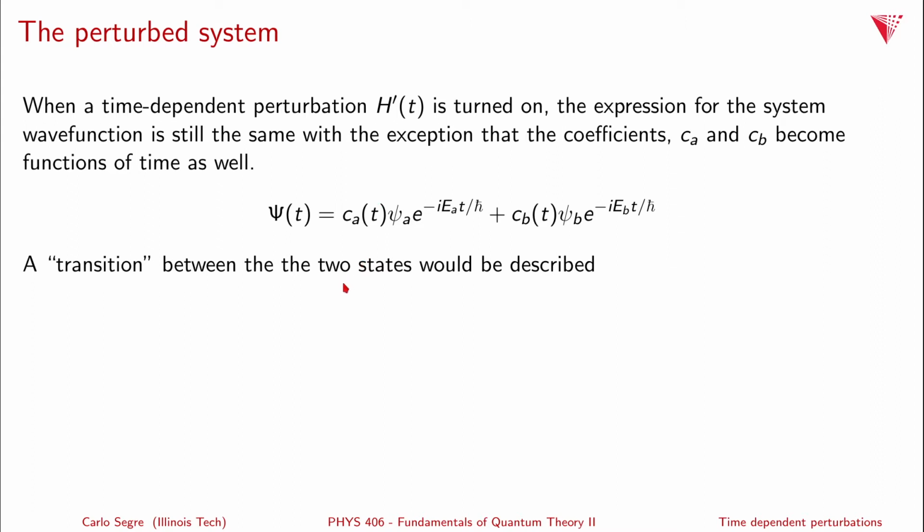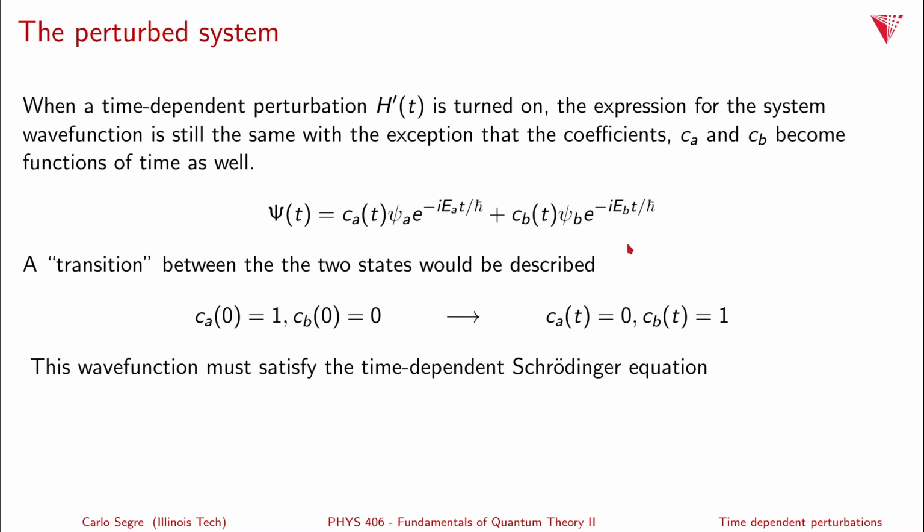If we want to describe a transition between state A and state B, we can write it like this. At initial time t equals 0, Ca is equal to 1, but Cb is equal to 0. At a later time t, Ca now is 0 and Cb is equal to 1. So this would describe the evolution of the system from state A to state B.